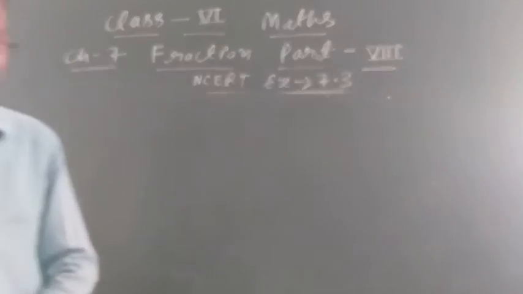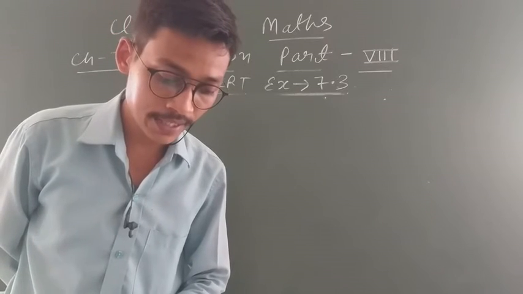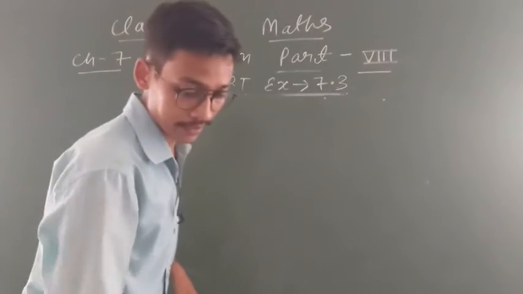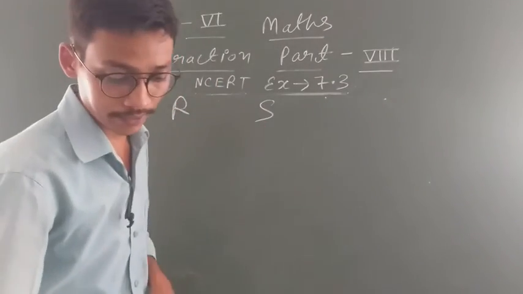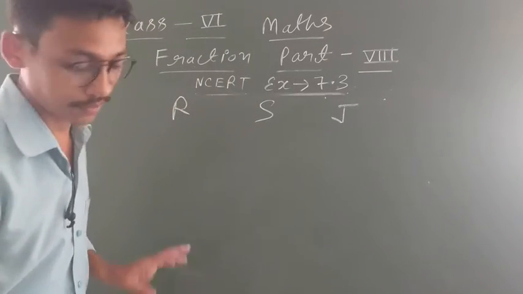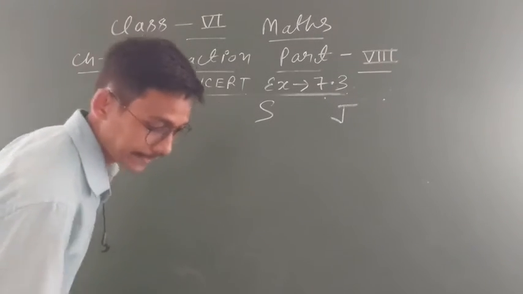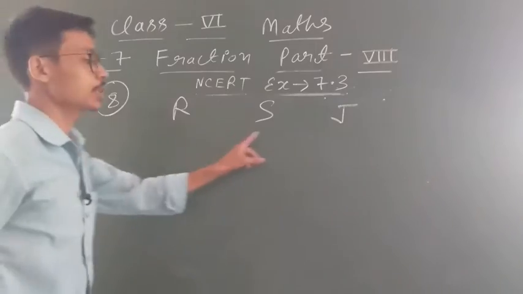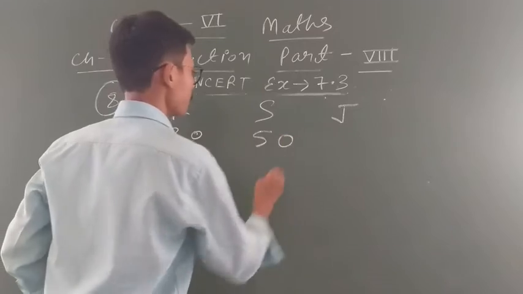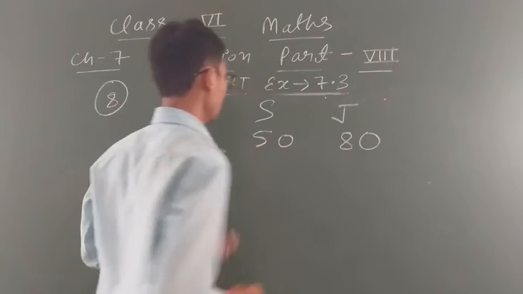Question number 8 is based on this: Ramesh has 20 pencils, Shilu has 50 pencils, Jamal has 80 pencils. After 4 months, Ramesh, Shilu and Jamal each gave some away. Okay, three names are given: Ramesh, Shilu and Jamal. Okay, this is question number 8. Ramesh, Shilu and Jamal. Now Ramesh has 20 pencils, Shilu has 50 pencils and Jamal has 80 pencils. Total pencils are given.